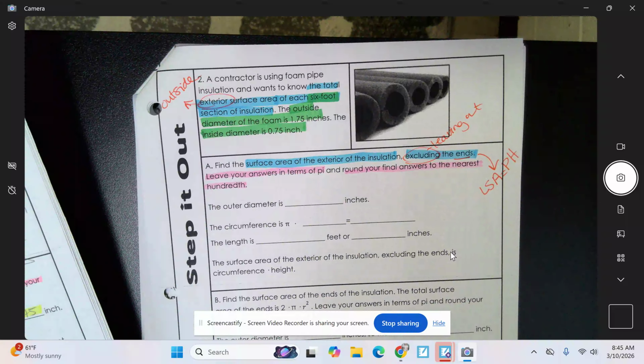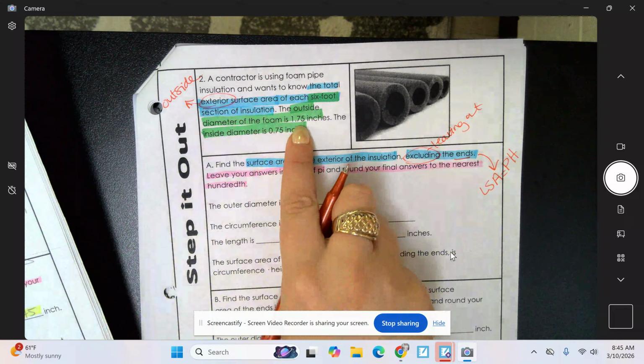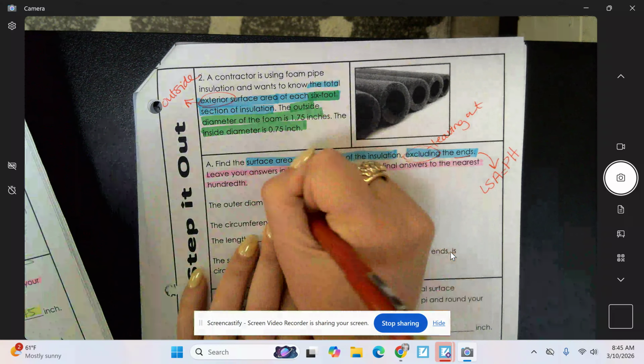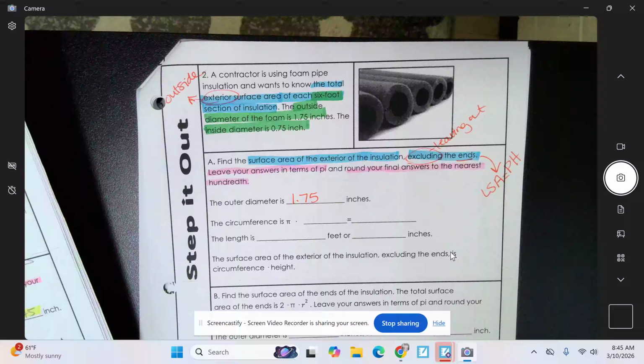So what is the outer diameter? When it says outer diameter, it means from here to here. Okay? The big one. It says, what is the outer diameter? 1.75 inches.